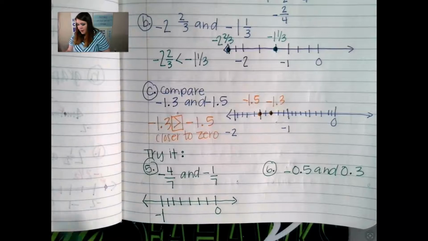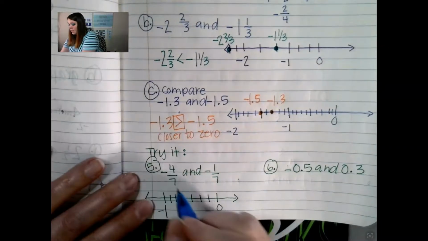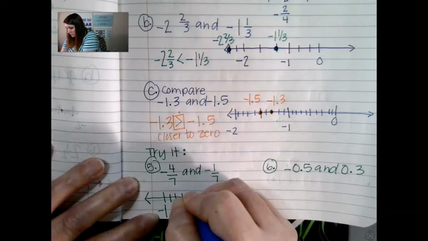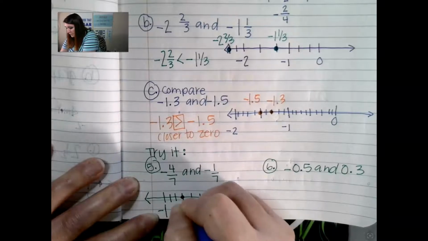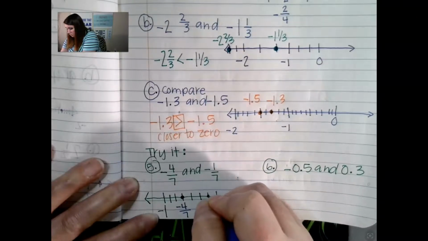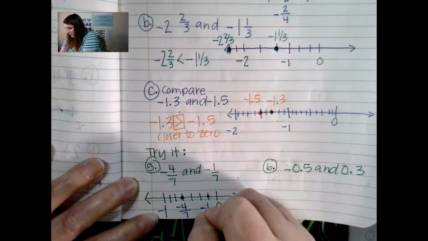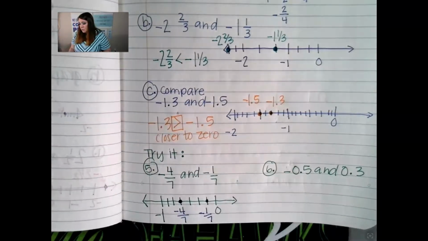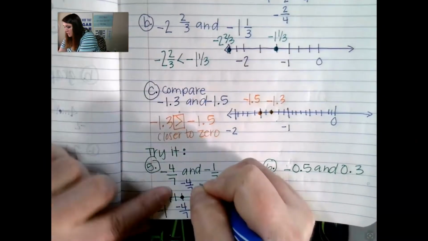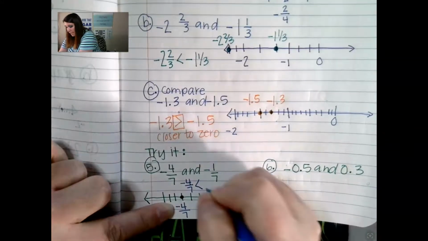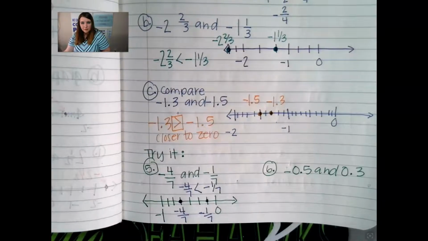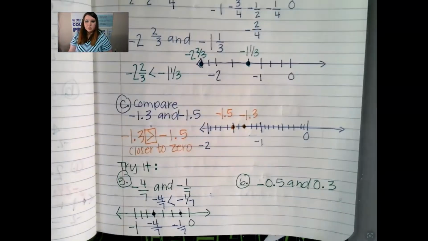All right, let's graph this. -4/7. So I'm going to jump 1/7, 2/7, 3/7, 4/7. Right there. That is -4/7. And then -1/7. -1 is right there. -1/7. Okay, so now we need to compare this. So -4/7 is less than, because it's further away, than -1/7. How did you do on that one? Check yourself. Check your understanding there.